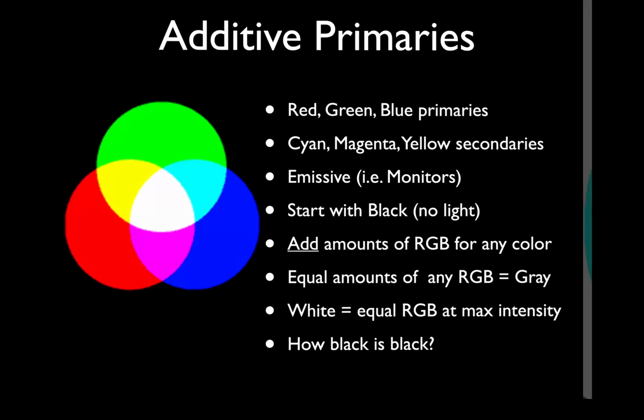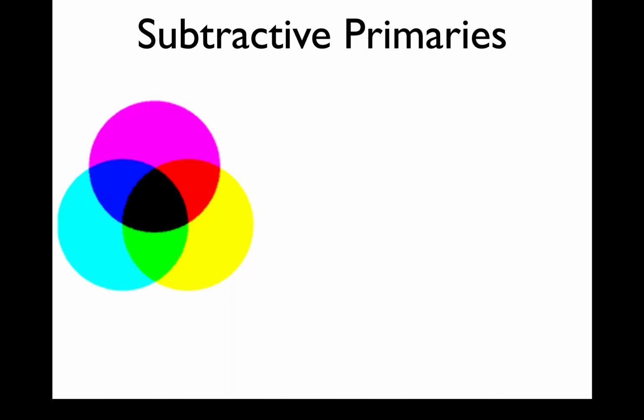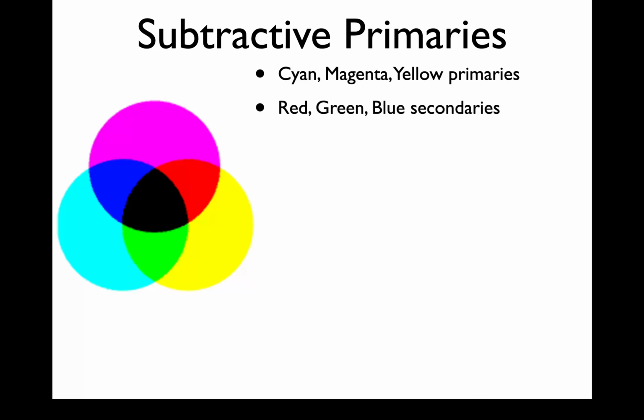This is it. Subtracted primaries. These are now cyan, magenta, and yellow. This red, green, and blue are the secondaries. The thing you need to know about this is that this is a subtractive method now, not an additive one. What a subtractive method does is, it's printing. It starts with white, and you add color on here to subtract light to get any other color.